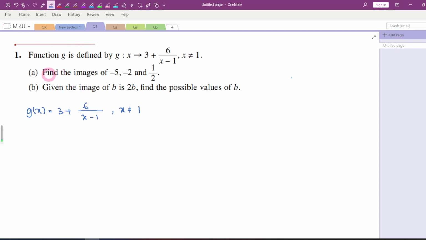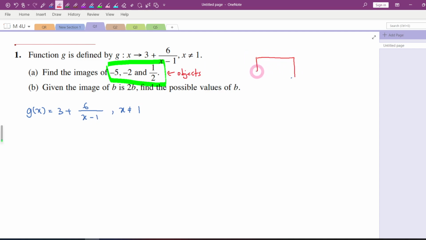So the question asks you to find the images of -5, -2, and 1 over 2. This means that all the given values here are actually objects. So we want to find the image for these objects. In this part, I will just show you 1 over 2. So you can think this way.